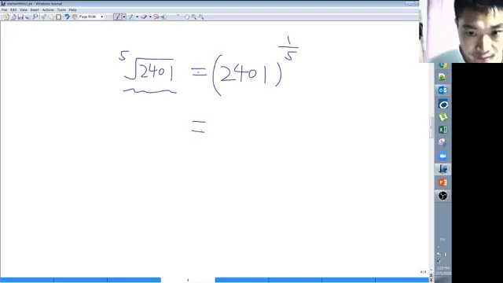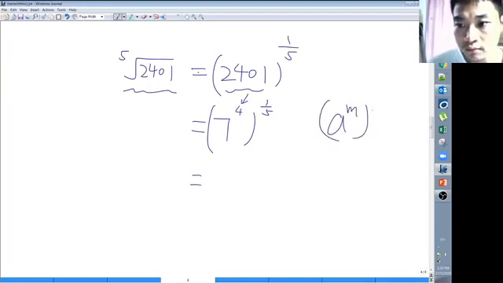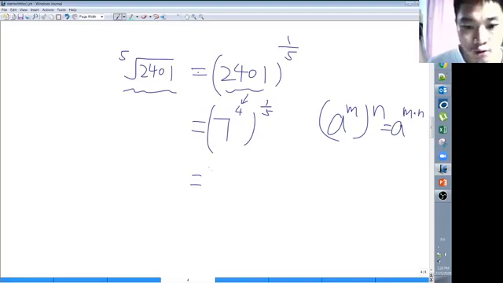And what you are going to do here is, you can actually use your calculator. 2401 is actually 7 to the power of 4. Okay, so this 2401 can be expressed as 7 to the power of 4. And what do you get after this? So you will get this. And now what you need to do is, you can make use of this a to the power m, bracket to the power n, so your answer should be a to the power m times n, right? So you need to do 7 to the power of 4 times 1/5, and you will get 7 to the power of 4 over 5.